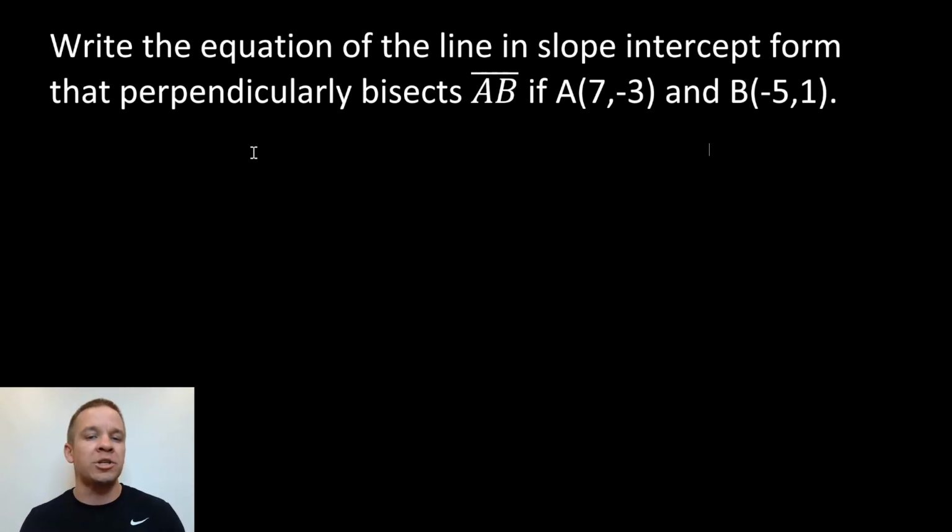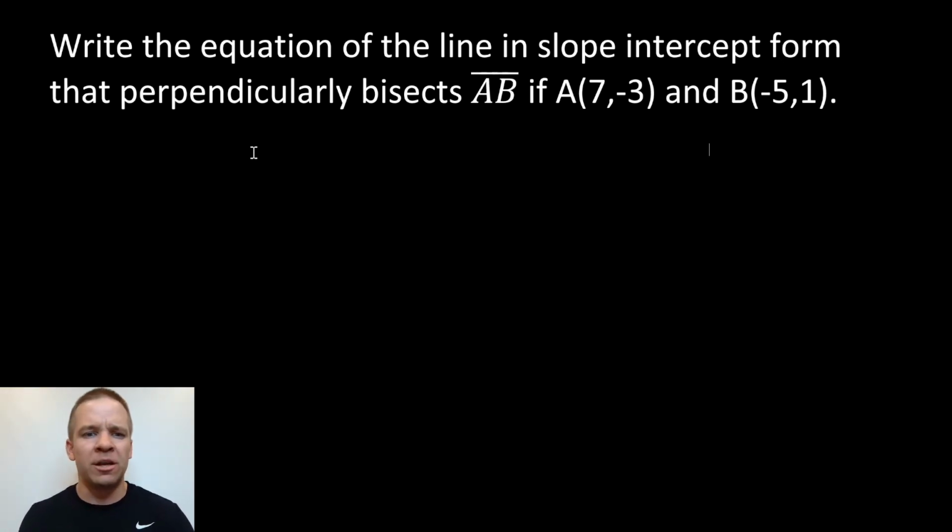We're going to write the equation of the line in slope-intercept form, y equals mx plus b, that perpendicularly bisects AB, where A is (7, -3) and the coordinates of B are (-5, 1). So it's going to perpendicularly bisect segment AB.